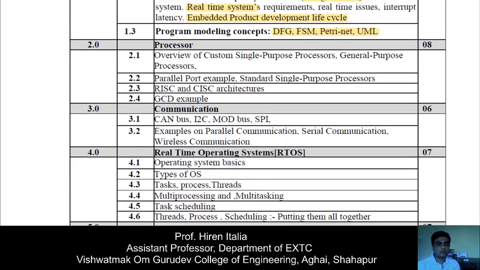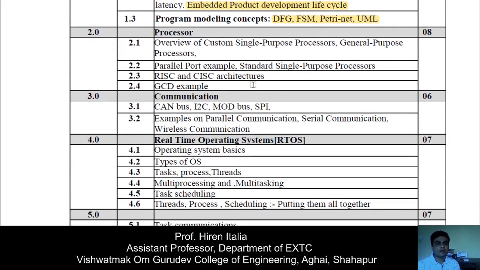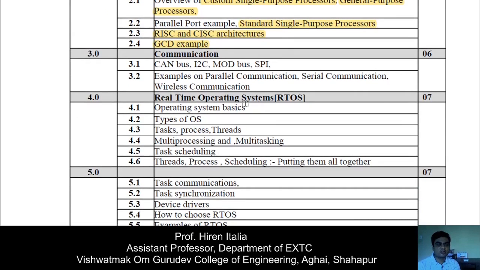In chapter number 2, called processor, we have to study the custom single purpose processor, standard single purpose processor, and the general purpose processor. Then, as we already know what RISC is, that architecture also we have to study according to the embedded system. Then we have one example, that is on the GCD. In chapter number 3, you have modules used for communication: how the communication happens, what the different attributes in that communication are, and what buses we use for communication from one user to another user.